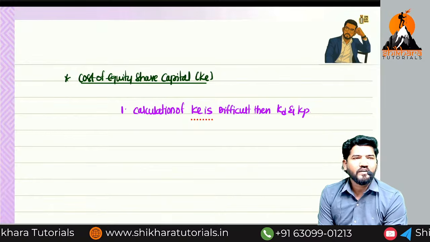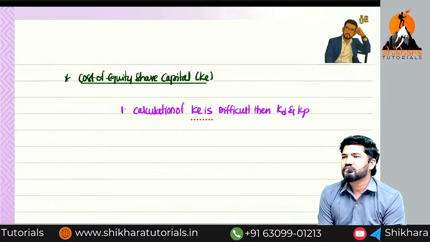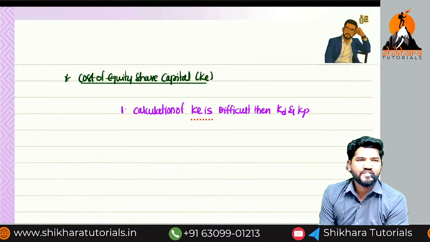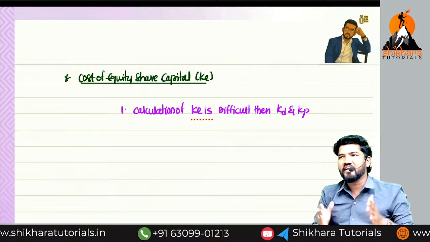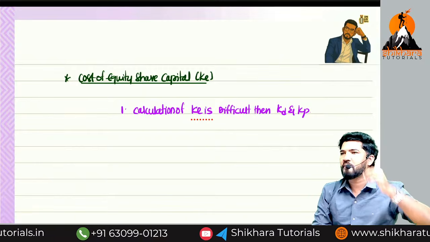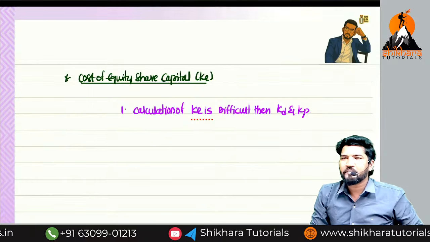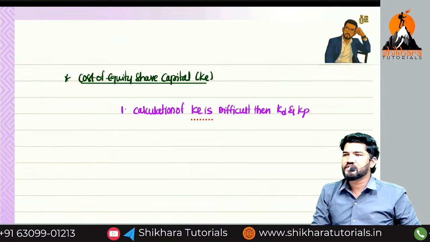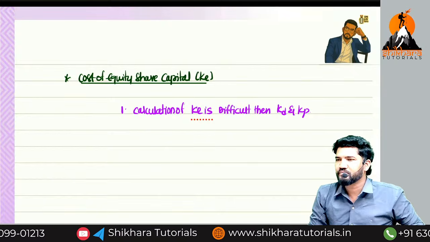Next, what are we considering in the denominator? Net proceeds or market price. But when it comes to KE, 99% we are using market price only. It is easily available in the market. Now, is market price fluctuating or constant? Because of that reason also, it is difficult.